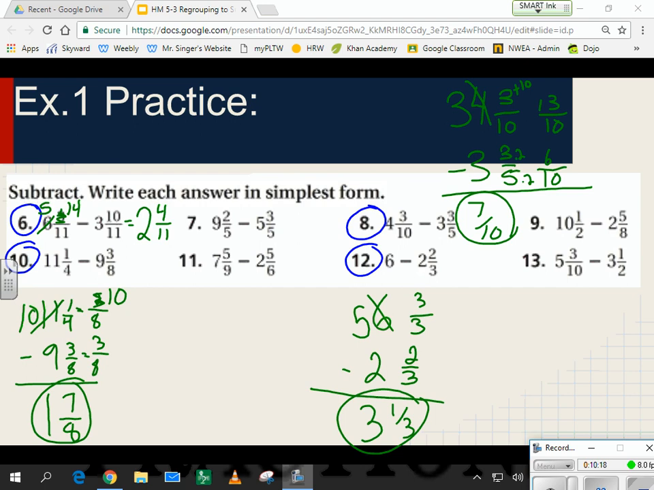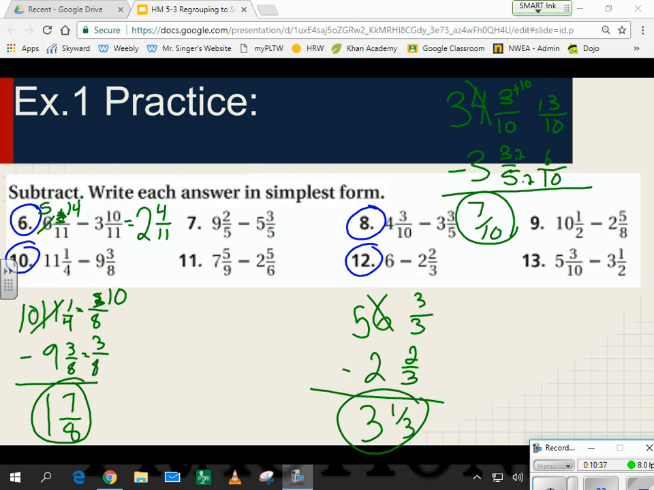For 8, you can see that I had to borrow. So you're really borrowing over whatever the denominator is. So I made common denominators of 10. So I had to add 10 to 3 to get 13 tenths. And I took 1 away from 4 to make that happen. So now I had 3 minus 3, which is 0. 13 minus 6 is 7 tenths.